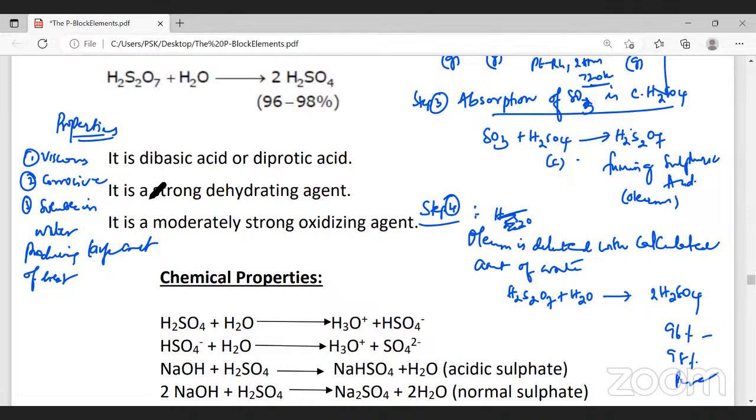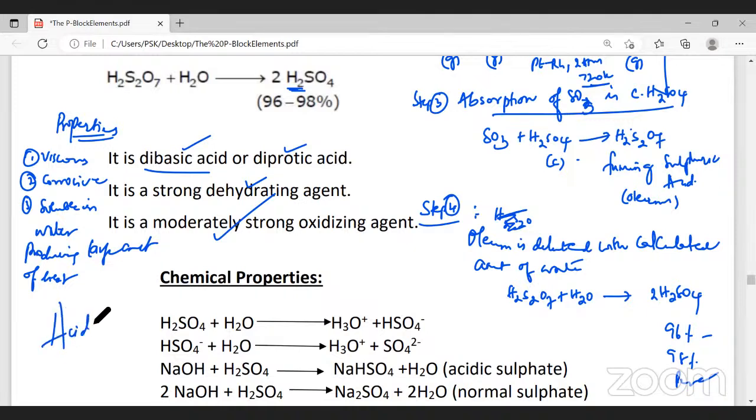And a few more properties. As we discussed, sulfuric acid is a dibasic acid because it has 2 replaceable hydrogens. It's a dibasic acid or diprotic acid. It's a strong dehydrating agent, and it's also a strong oxidizing agent. We have learned the chemical properties we are supposed to learn. Now, in the case of chemical properties, firstly, we should understand the acidic nature of sulfuric acid.